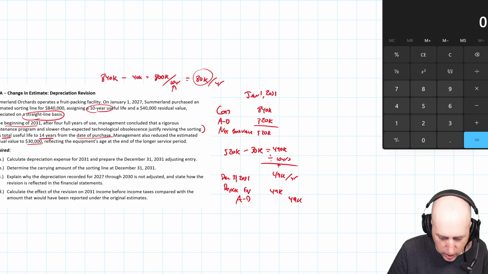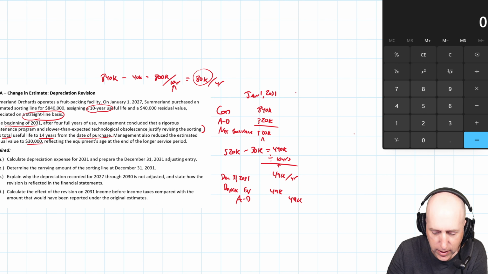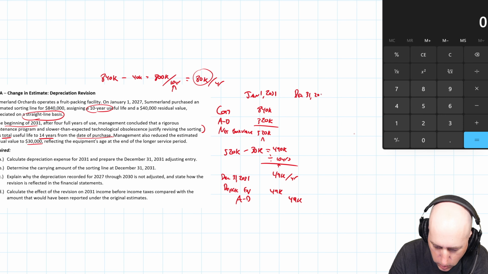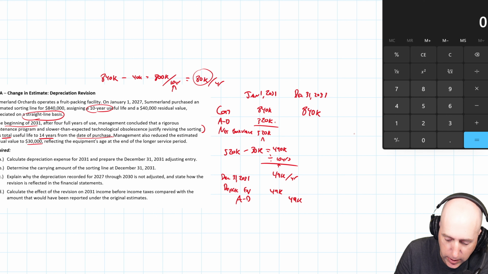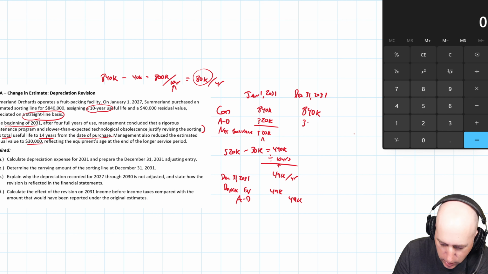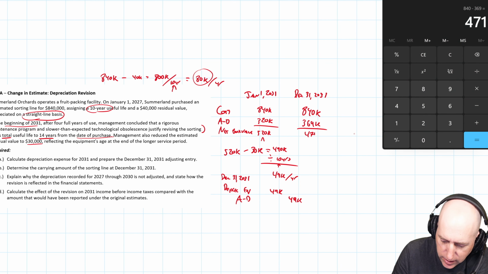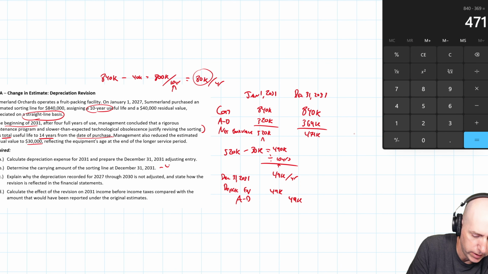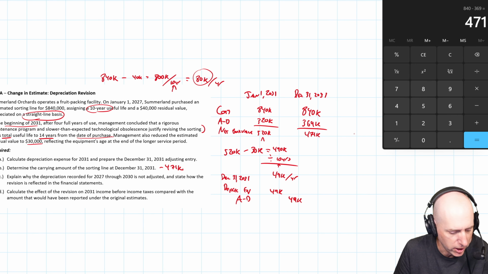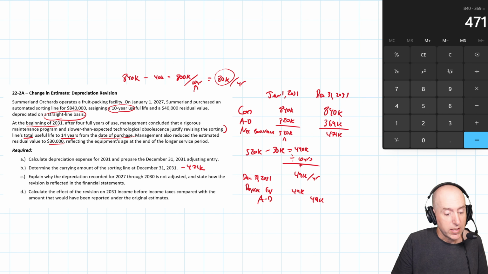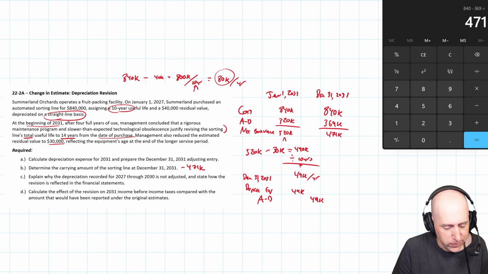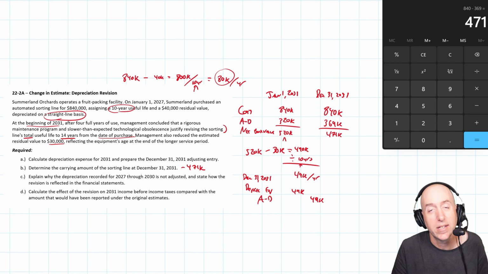Determine the carrying amount of the sorting line. Okay, well, at the start of the year, the line is being carried at $520. Well, what about at the end of the year, December 31st, 2031? Cost of the asset remains the same. The accumulated depreciation was $320. We added $49,000 in depreciation, so we're at $369. $840 minus $369 says, well, at the end of this year, it's being carried at 471K after adjustments.